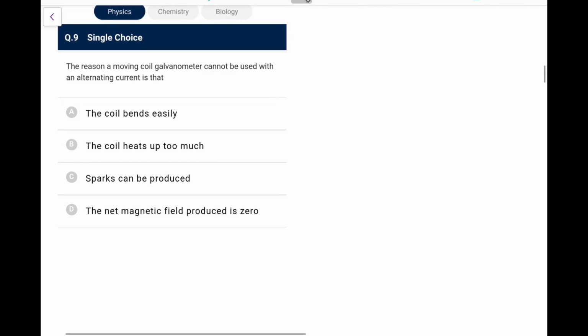Next, the reason a moving coil galvanometer cannot be used in an AC current is that the coil bends easily, coil heats up too much, sparks can be produced, the net magnetic field produced is 0. So the net field basically will be 0, because it will be continuously changing, it would be changing very fast, so the average value will turn out to be 0. We cannot say the field at every instant is 0, but the average value will come out to be 0. It will continuously provide torque in opposite directions, and the average will come out to be 0.